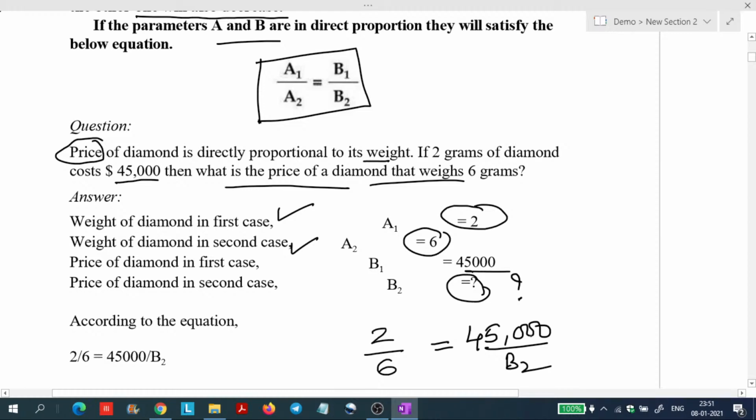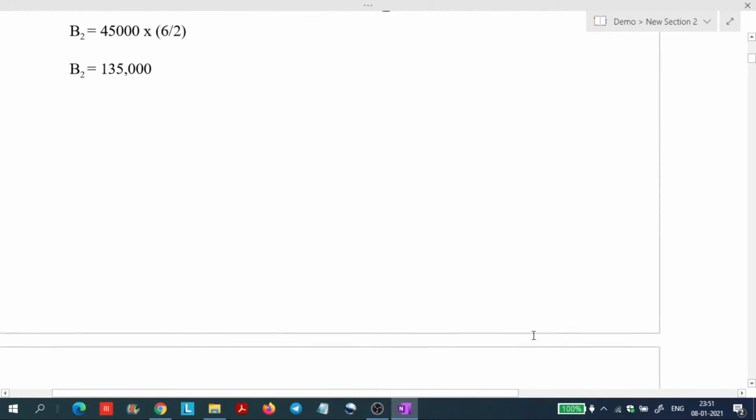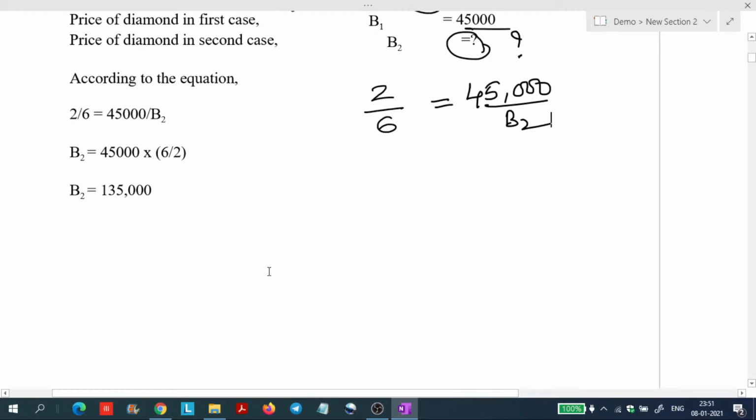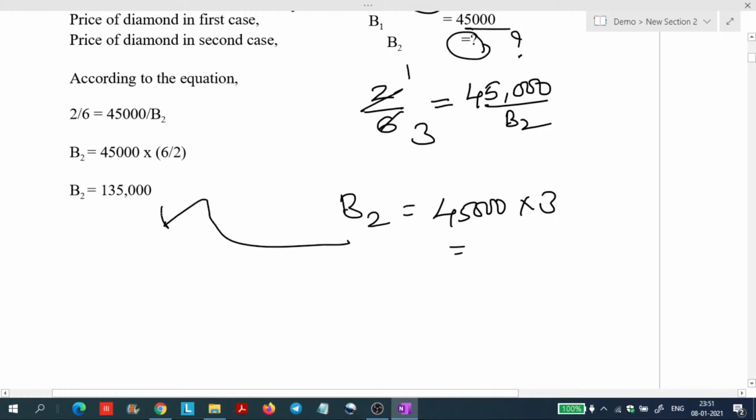In the same way, B1 by B2. So in this way, you can find out B2. So 45,000 into 3, that is the answer, 135,000.